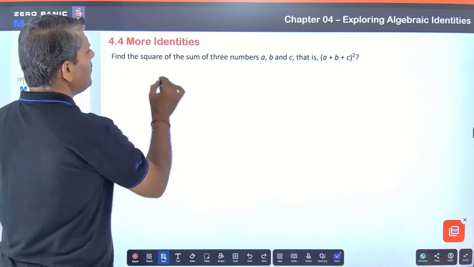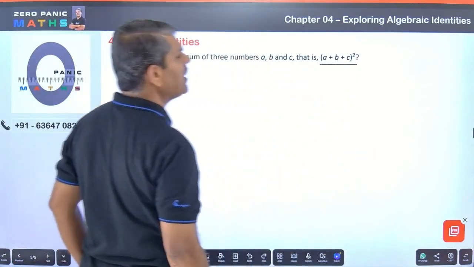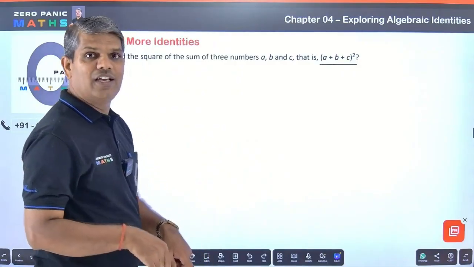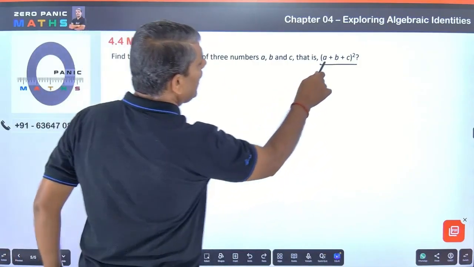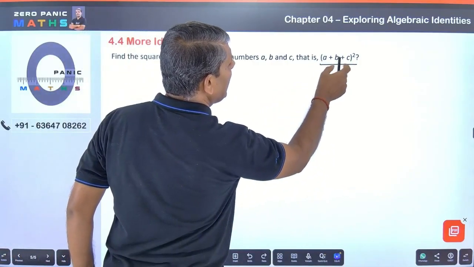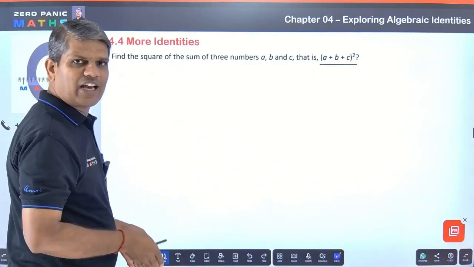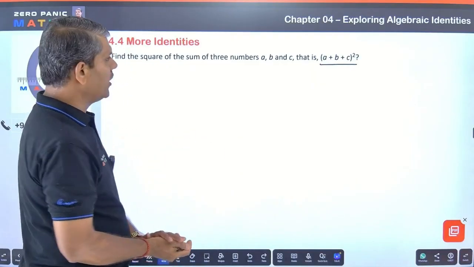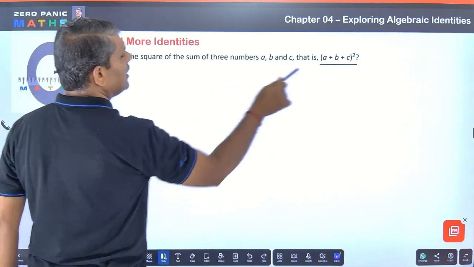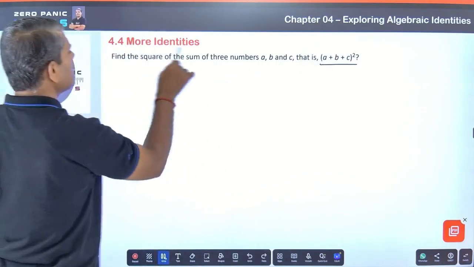Now you might have seen another identity, (a plus b plus c) whole square, either this year or in the previous year. But how can we find the value of the identity (a plus b plus c) whole square? That is by using the available identities only, which is (a plus b) whole square. Now let us derive the expanded version of (a plus b plus c) whole square, which is another identity.